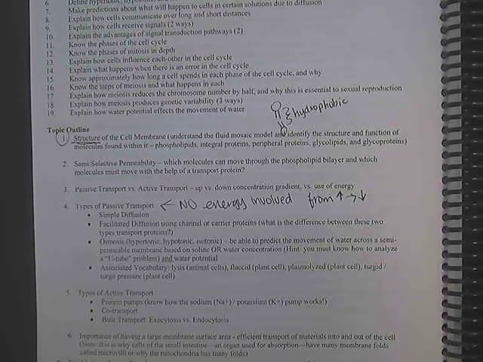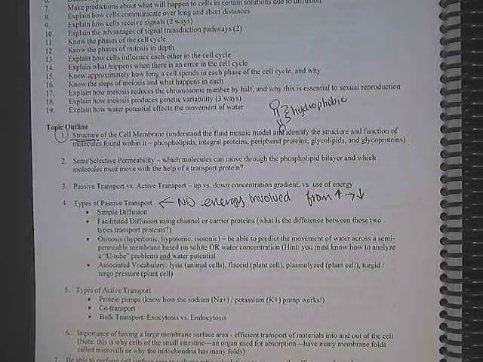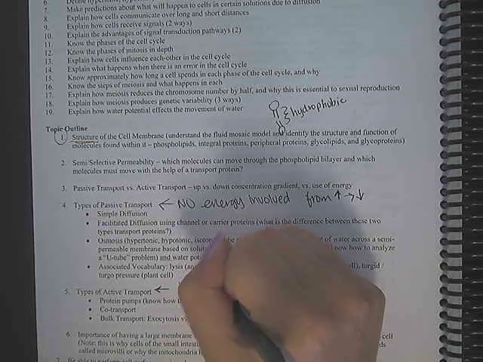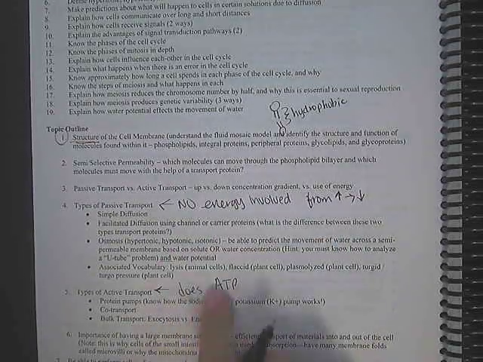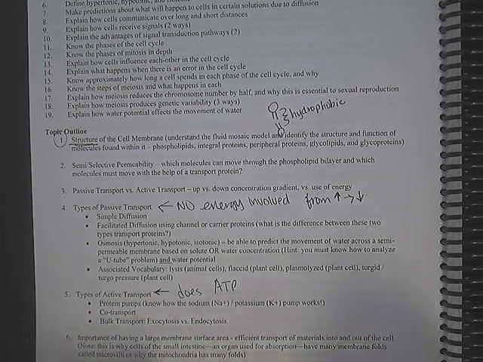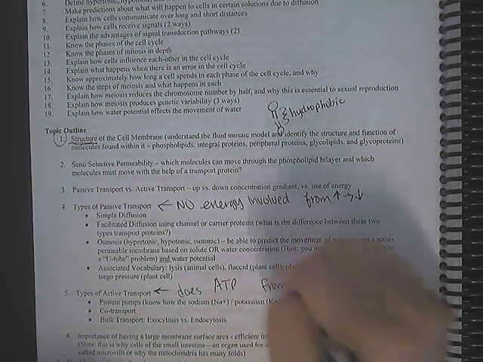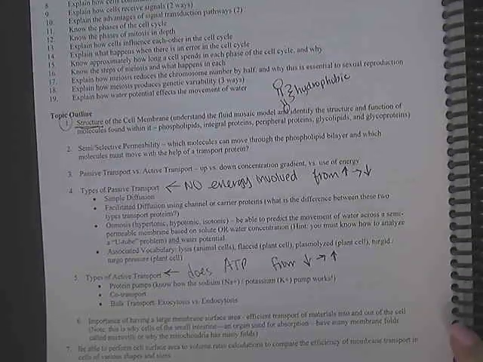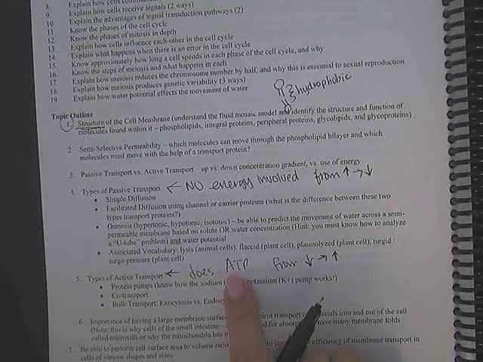For active transport, there are pumps such as the sodium-potassium pump, and active transport does require ATP. Substances are going to go from low concentration to high concentration, so against their concentration gradient. The breakdown of ATP is going to make this possible.